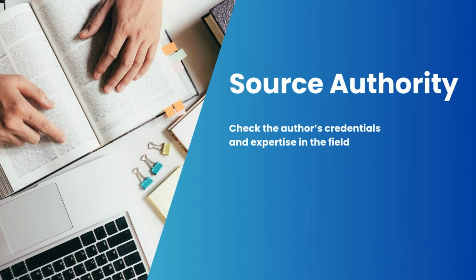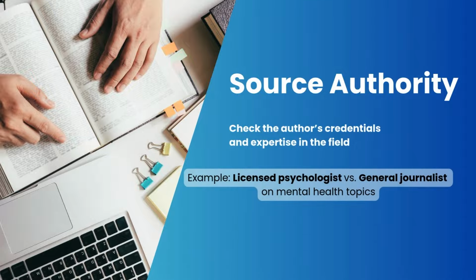First, consider the source authority. Look at the author's credentials. Are they an expert in the field? For example, if you're reading an article on mental health, check if the author has a background in psychology, psychiatry, or neuroscience. An article written by a licensed psychologist will carry more weight in your research than one written by a general journalist.